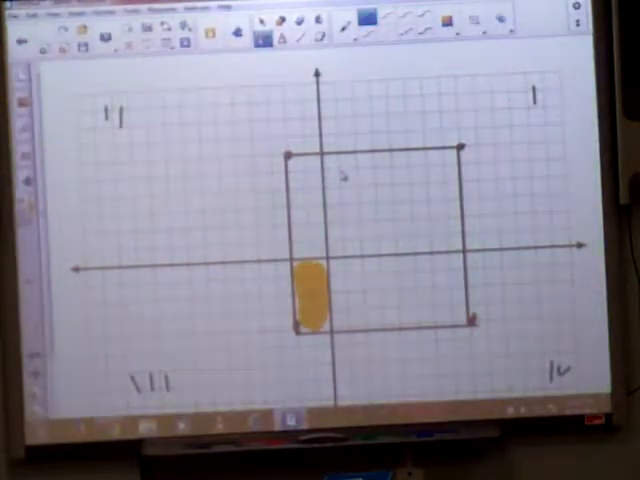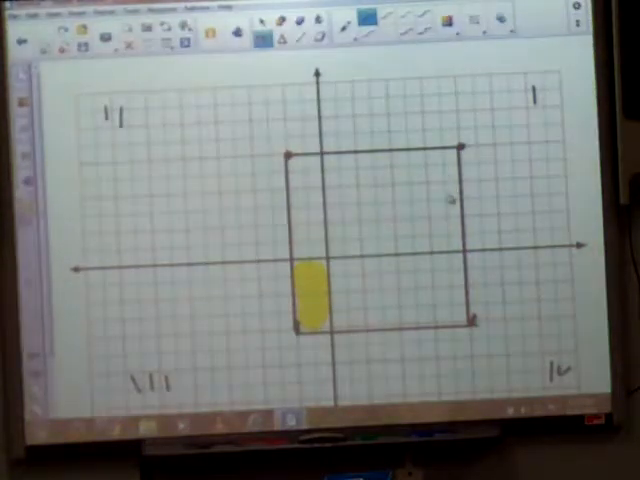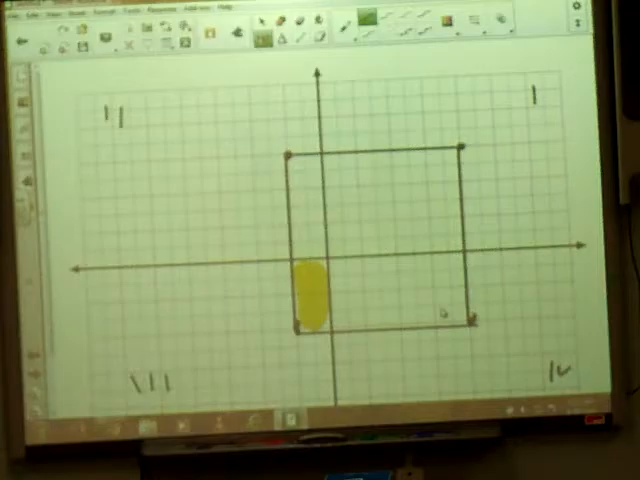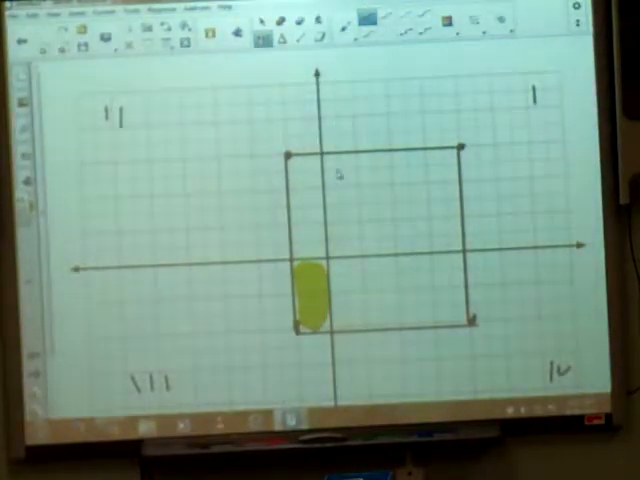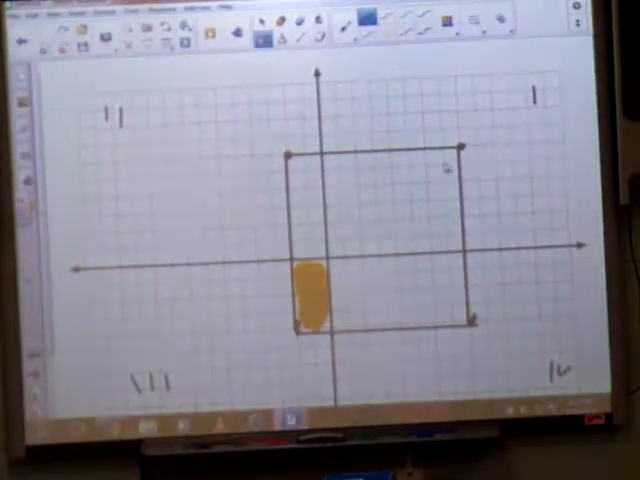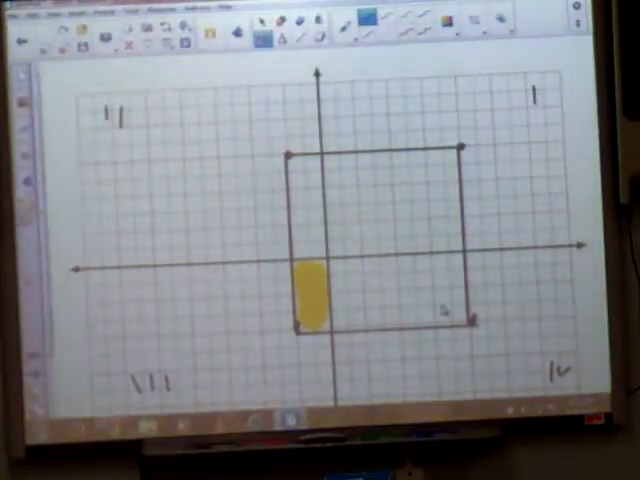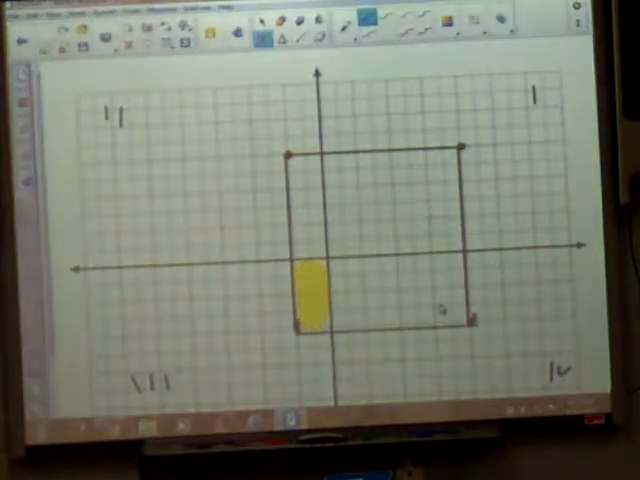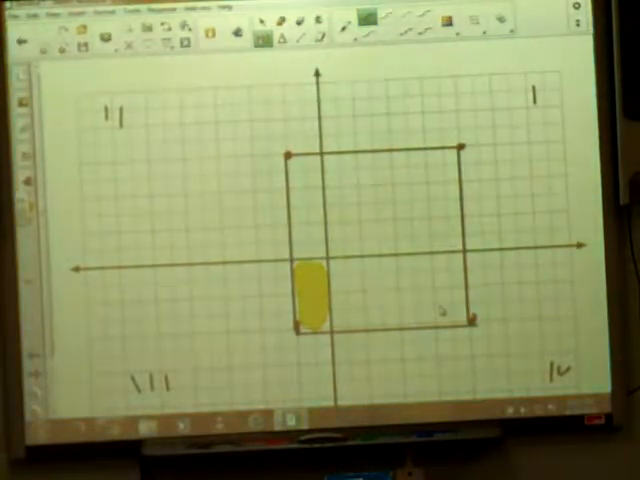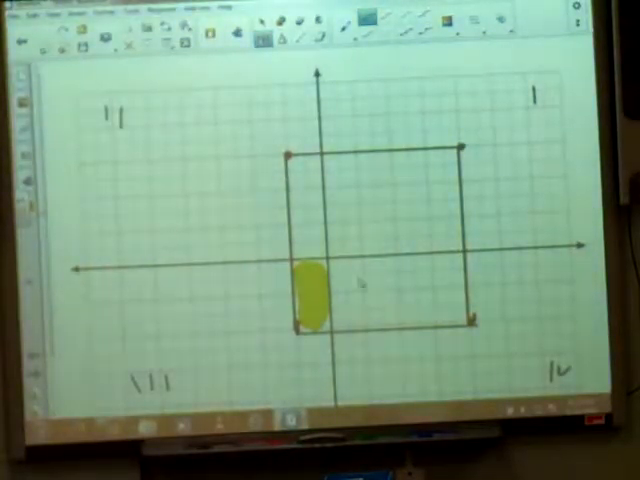So this will be 1, 2, 3, 4, 5. That's not right. Did I mess up? Is that right? Is there supposed to be a 25? Okay, so there'd be 25 total squares in there.